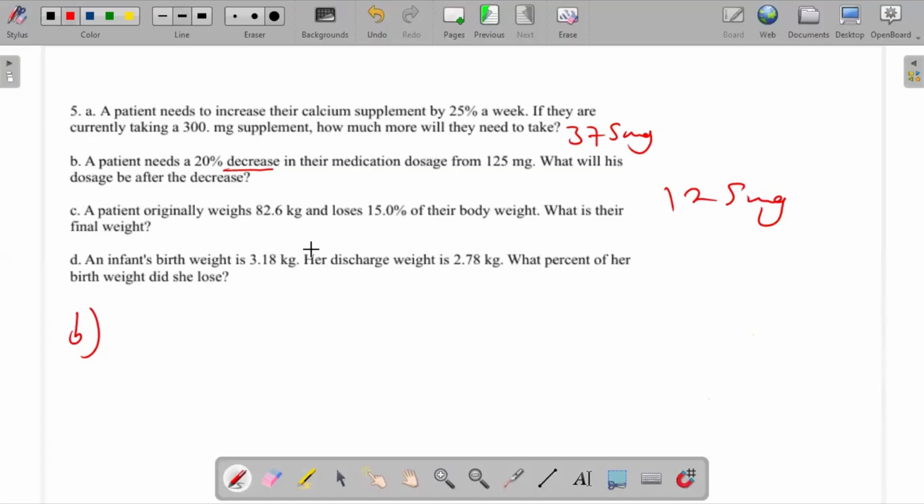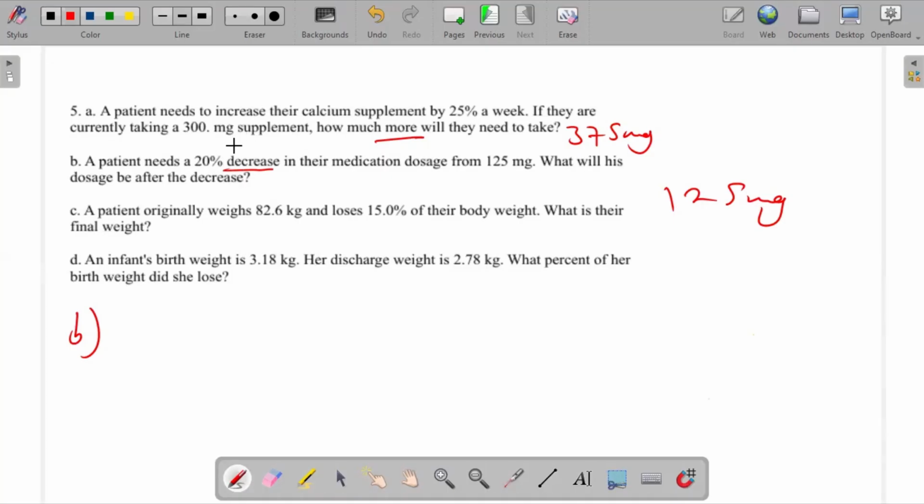Sorry, sir, to interrupt. On that first question, the question says how much more will they need to take? Do we have to add the 75 to the 375 or they just need the 75? Good question. How much more? Yes, you need to add.